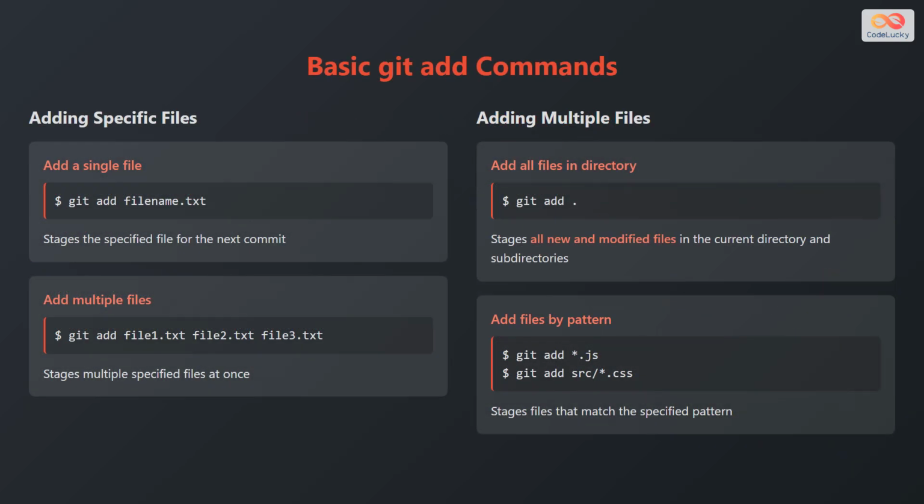Now let's explore some basic git add commands. To add a single file, you can use the command git add filename.txt. This command stages the specified file for the next commit. If you want to add multiple files, you can specify them all in one line, such as git add file1.txt file2.txt file3.txt. This will stage multiple specified files at once.